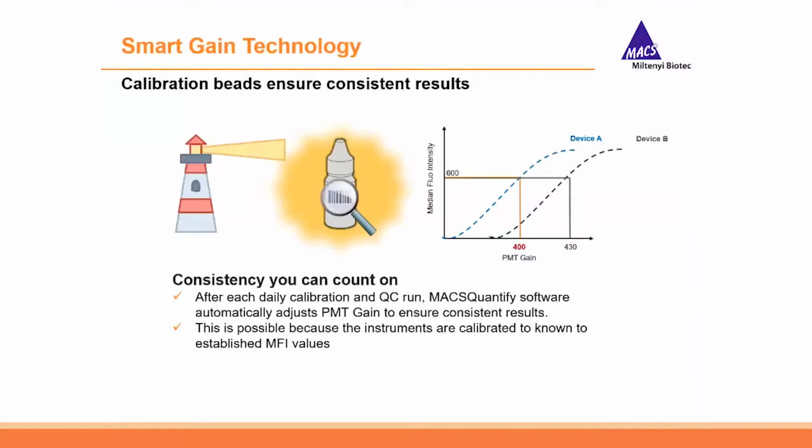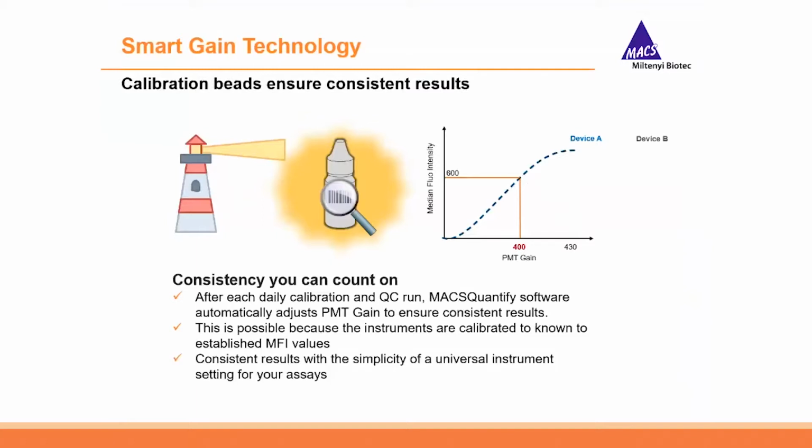And this is what we saw in the data from the previous paper I showed earlier, that there were different requirements across sites. What we've done with Smart Gains is we've harmonized this so that every instrument, no matter where geographically it's located, can achieve the same performance with those instrument settings. So you get consistent results with the simplicity of a universal instrument setting. We'll look a little closer at what this means and how it's practically delivered on each device.